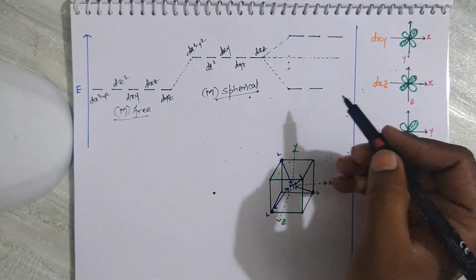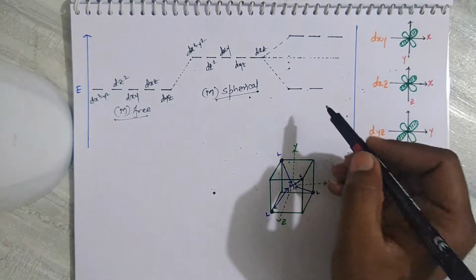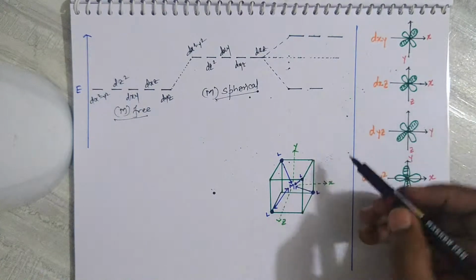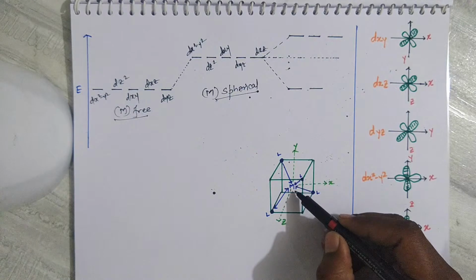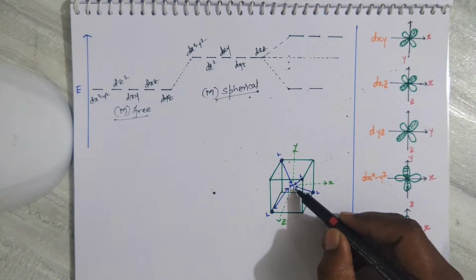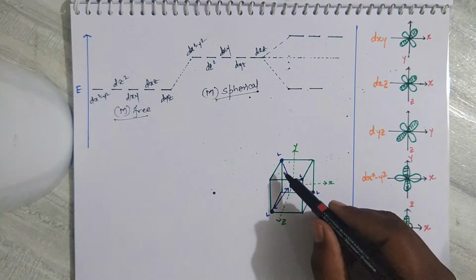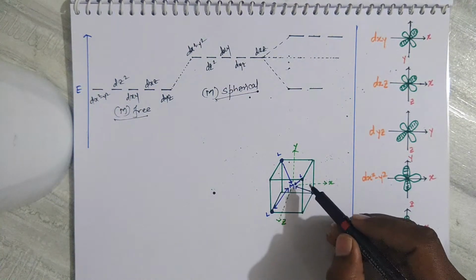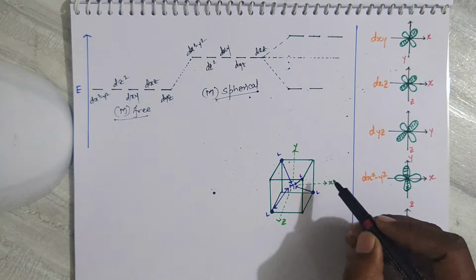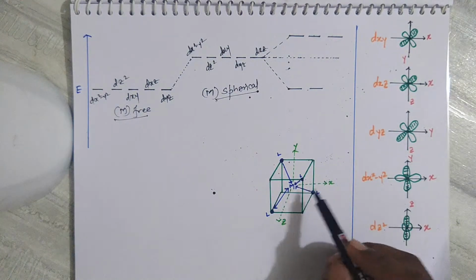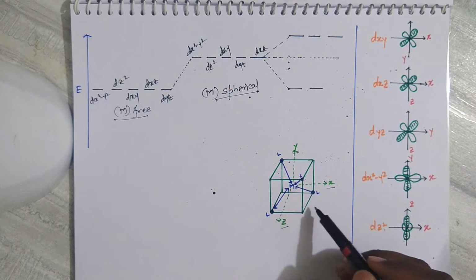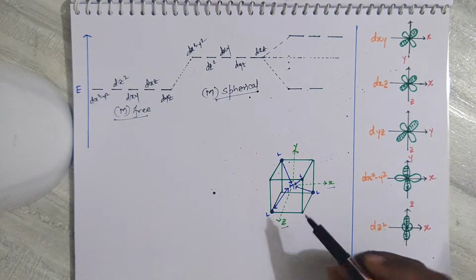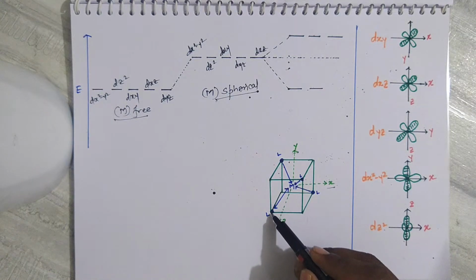Now what happens next is very interesting. In this case we are talking about a tetrahedral complex. Now what is a tetrahedral? Basically, take a cube and select its alternate points, and take the central point of the cube, which is where the metal will be present. The alternate points of the cube represent the vertices of the tetrahedron. In this case you have the x-axis, y-axis and z-axis, and none of the ligands is present along the axes. Your ligands are approaching in between the axes.